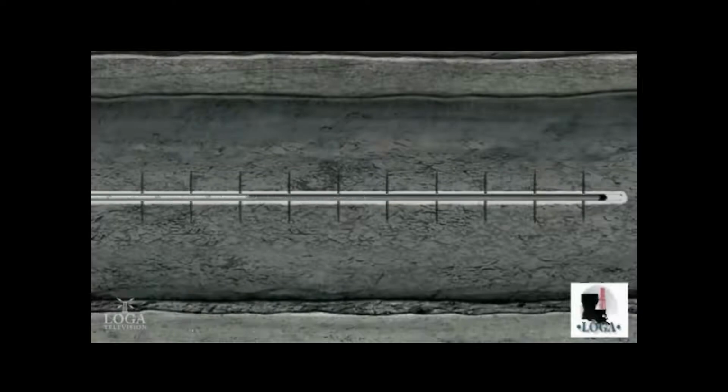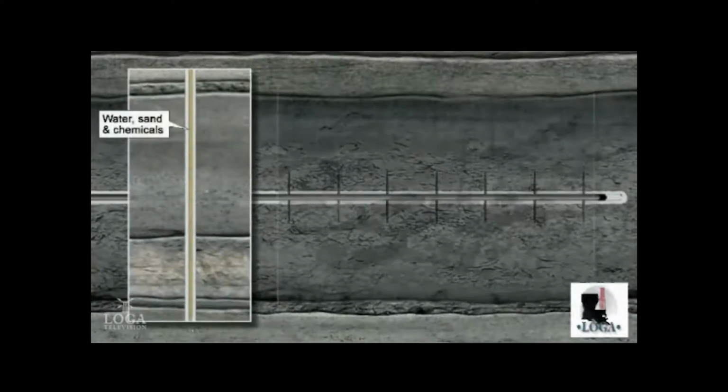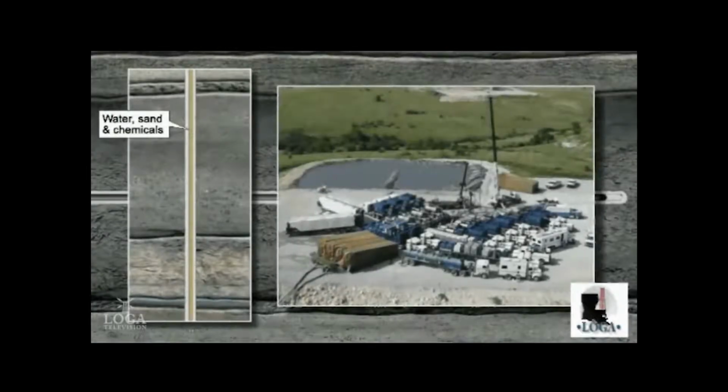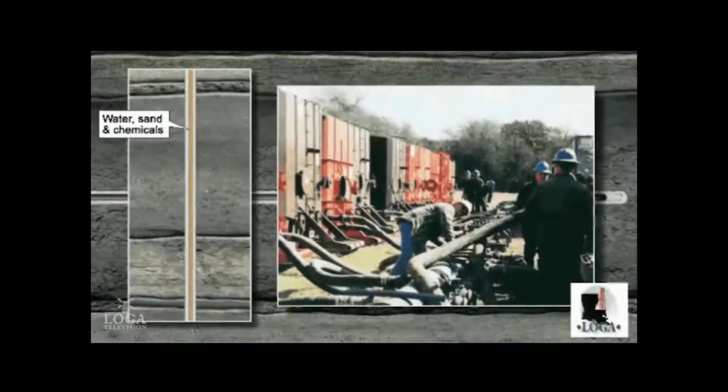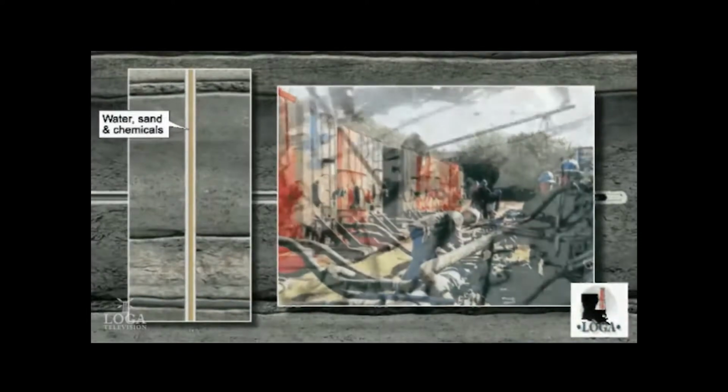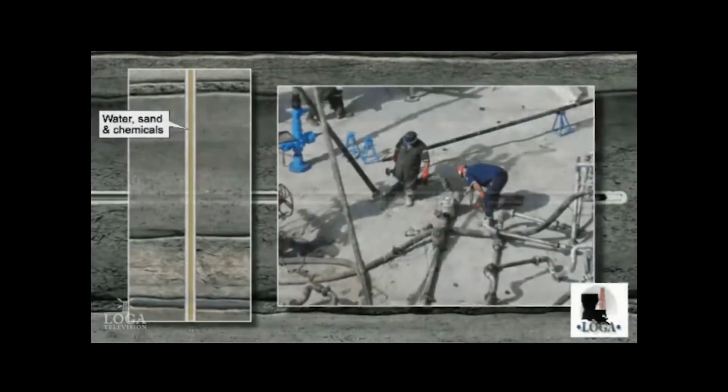Next, because the shale is tight or compressed, the well will have to be fracked. Known as hydraulic fracturing, this is a process where water, sand, and chemicals are pumped into the wellbore and down the casing under extremely high pressure.